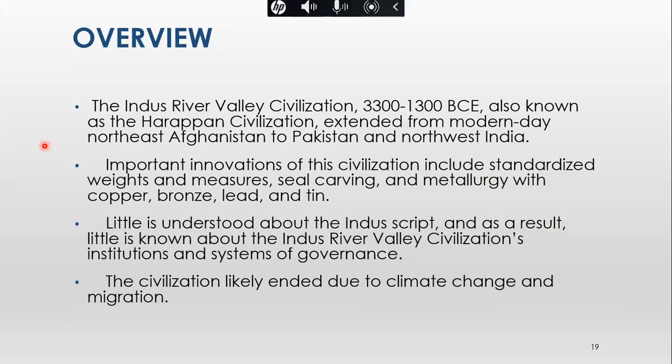Yes, the language was unknown. We are still unsure about their proper system of government. So there were still many things which are mysteriously unknown to us, and the reason is that archaeologists and historians were unable to decipher, decode, or translate the language, where the whole secret is hidden. The civilization likely ended due to climate change and migration.